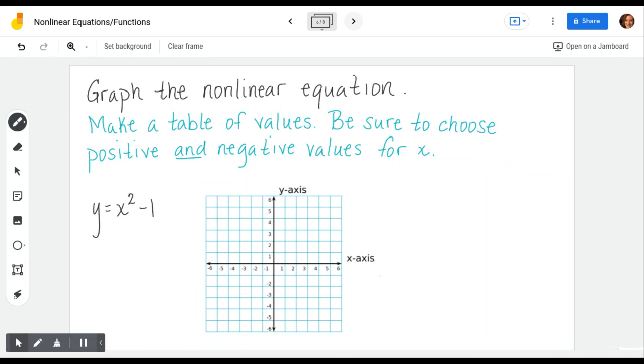The last thing I want to show you is how to graph some of these nonlinear equations.